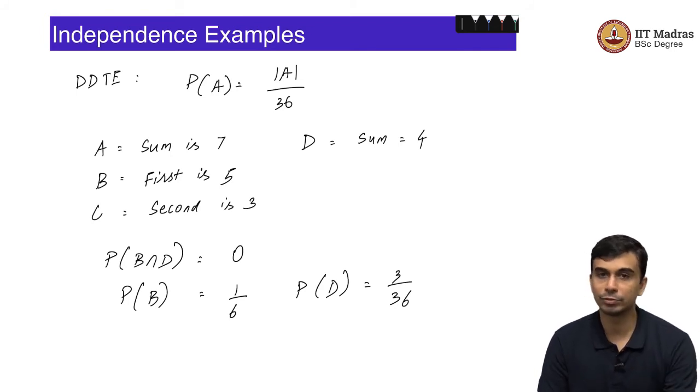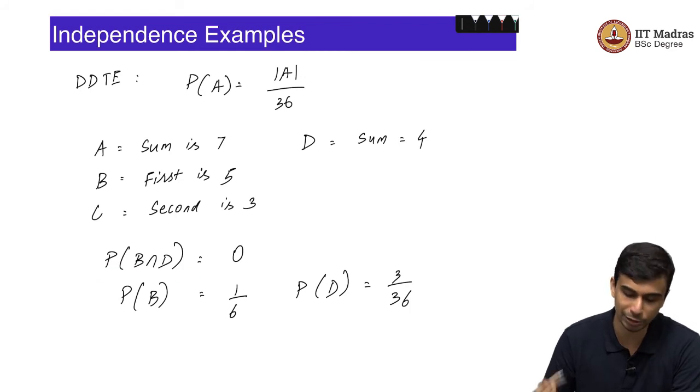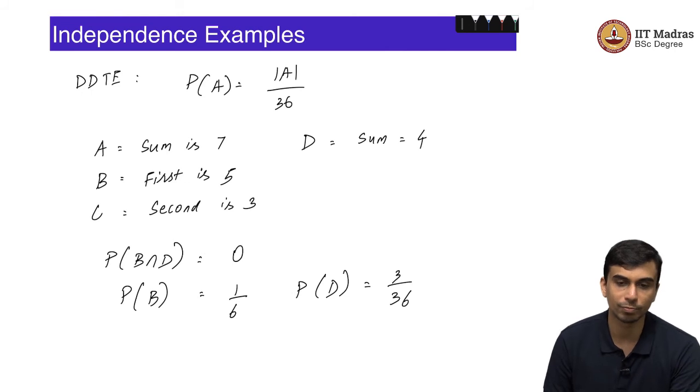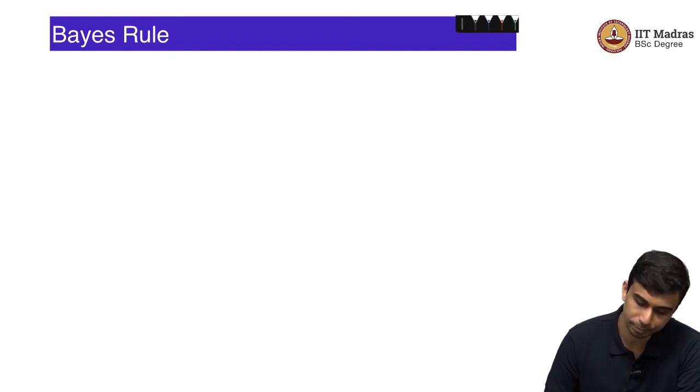When someone gives you two events, how do you say whether they are independent or not? Well, you can just compute the probability of A intersection B of those two events and see whether it matches the product of the probabilities of those events. That's the simple definition of independence.